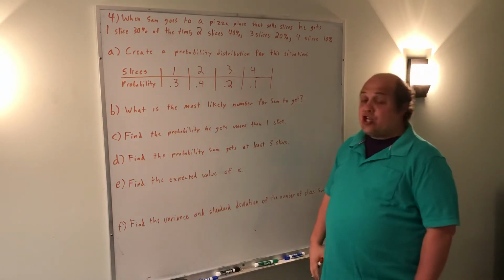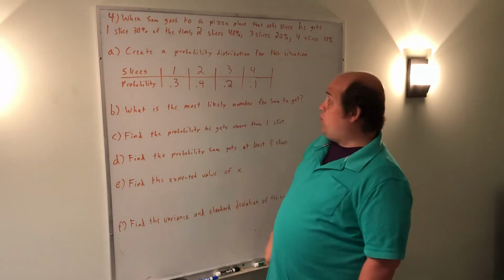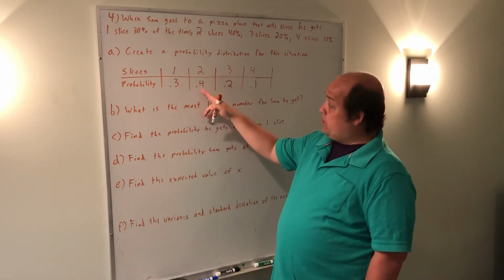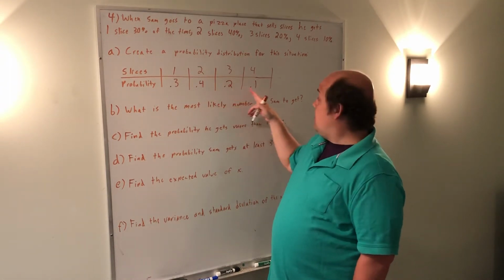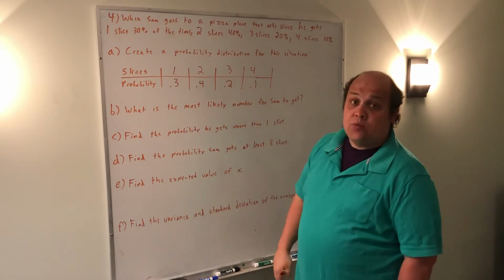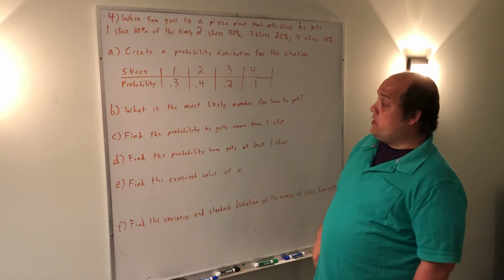And now I want to double check that I have a valid probability distribution. All of these are between 0 and 1 when they add together. 0.3 plus 0.4 gives me 0.7, plus 0.2 gives me 0.9, plus 0.1 gives me 1. So we do have 100% of the events covered. Yes, this is a valid probability distribution.